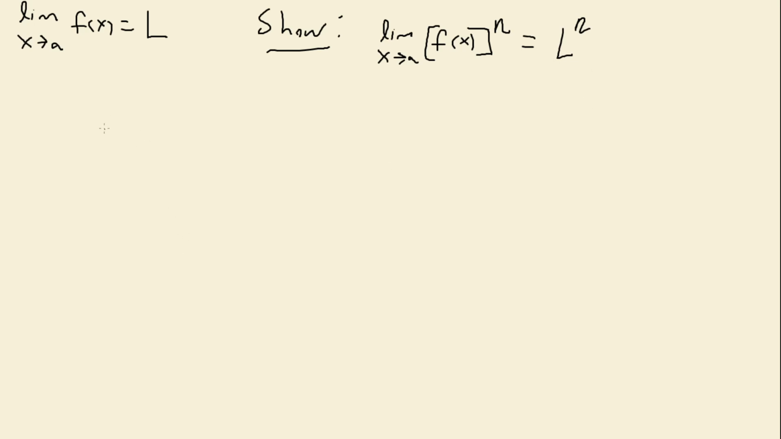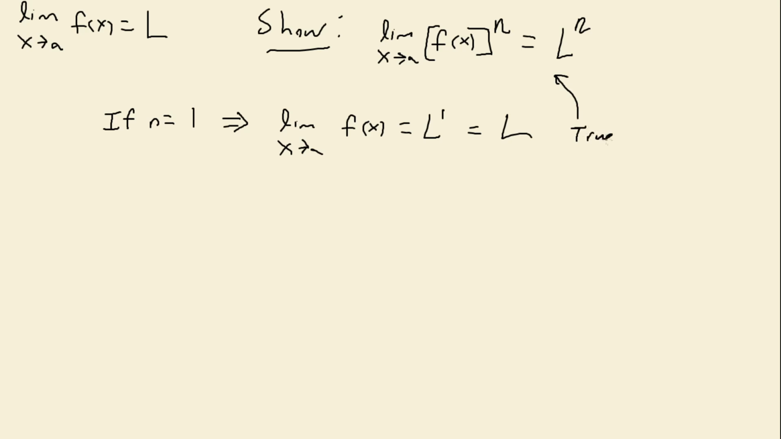And so if n is equal to 1, then this is just going to say that the limit as x approaches a of f of x is equal to L to the power of 1, which is just L. And we know that that's true. The limit as x approaches a of f of x is L. We know that. And so we know that this is true for n equals 1.